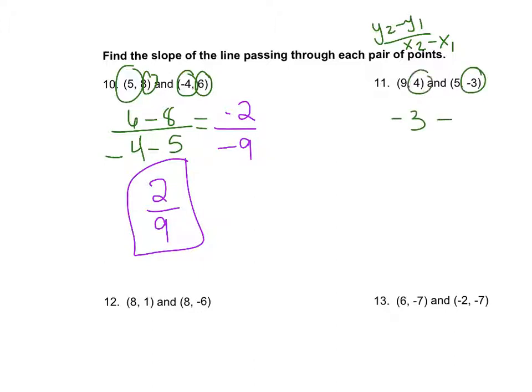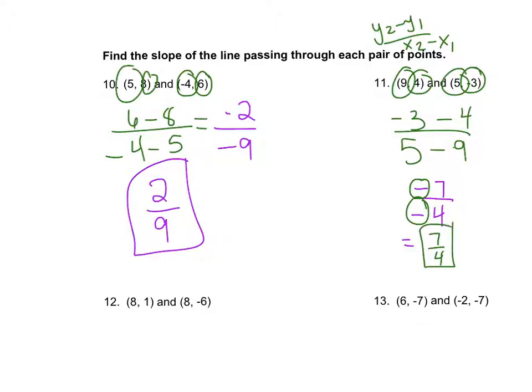Number 11, y2 minus y1 over x2 minus x1. That gives you negative 7 over negative 4, which is really equal to positive 7/4, because two negatives divide to become a positive.